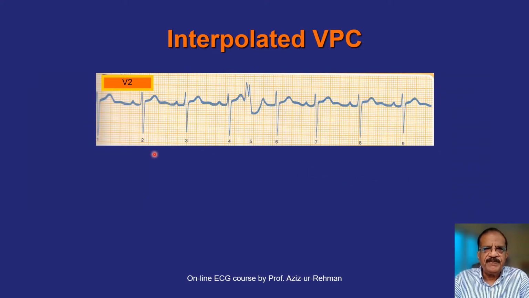What is this? Would you call it APC, atrial premature beat, or ventricular premature beat? It definitely looks like a ventricular premature beat. But what about the compensatory pause? If I hide this portion, then it is as if nothing happened. This is normal sinus, normal sinus, normal sinus, normal sinus. If you hide this one, it is as if nothing happened.